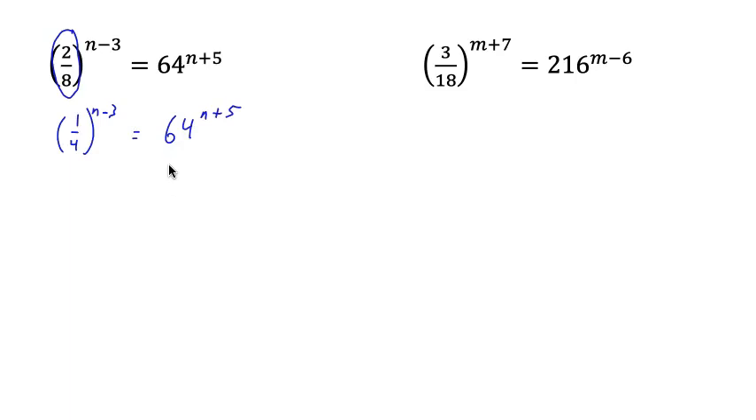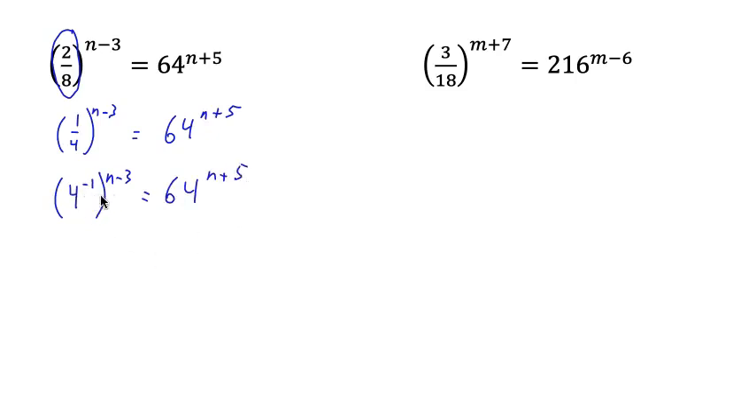Now we know that 4 times 4 times 4 equals 64, but unfortunately this is not a 4, it's a 1/4. However, we can rewrite it with a 4 using negative exponents. So 1/4 is the same as 4 to the negative first power. All right, that got us one step closer here.